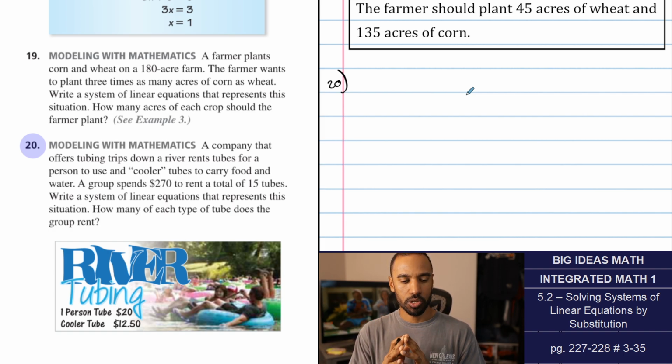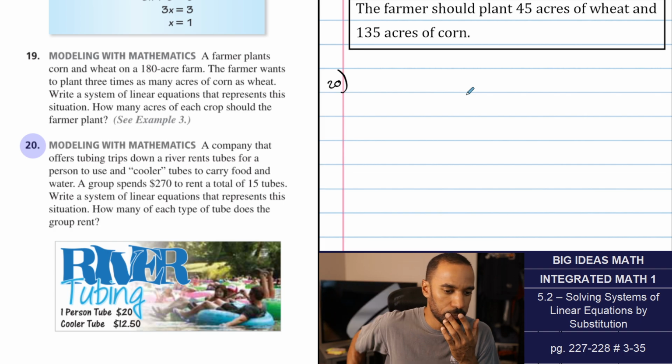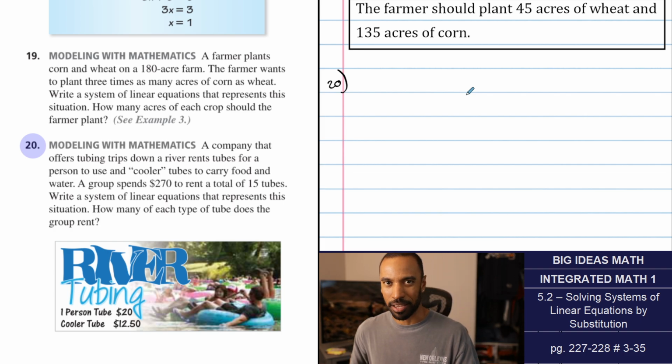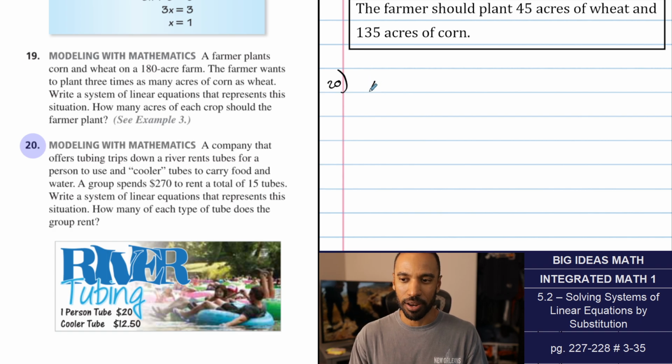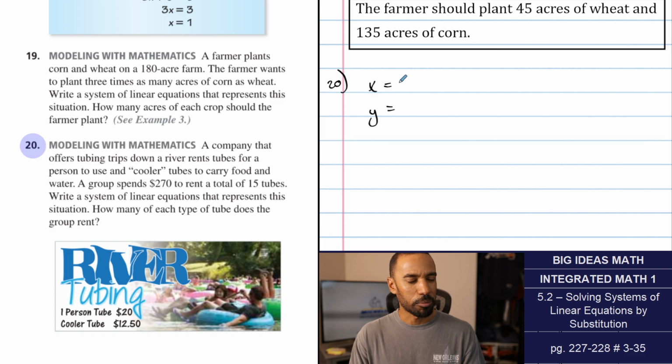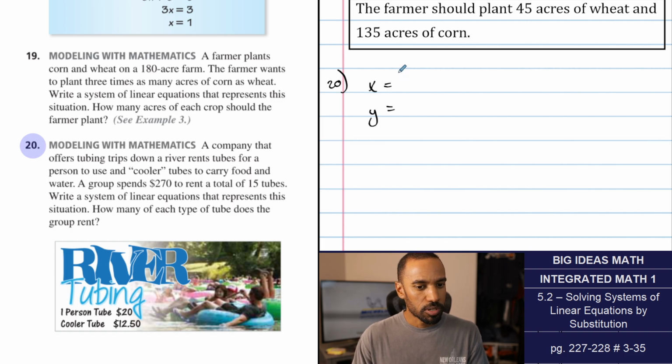Tubes for a person to use. So there are 2 types of tubes. There's a normal tube and a cooler tube. They say a 1-person tube and a cooler tube. I'll just call them X and Y this time because I don't really know what we're differentiating just yet. But let's define our variables. Company tubing trips down a river for a person to use.